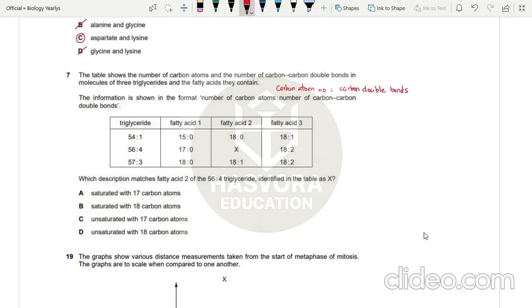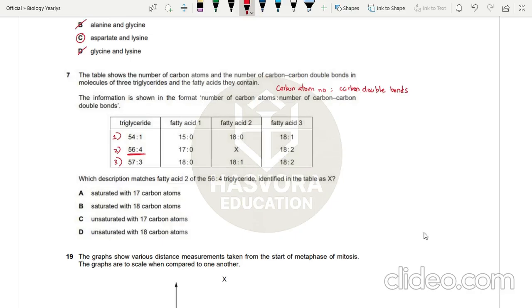Okay, so which description matches fatty acid 2 of the triglyceride identified in the table as X? So now we are going to be focusing on this one because what they have done is that you can see that for the first triglyceride, this is the first one, this is the second one, and this is the third one. For the first one, they have completed the fatty acids, their number of carbon double bonds, and their number of carbon atoms in each fatty acid. So they have completed for 1 and 3, but they have left triglyceride number 2.